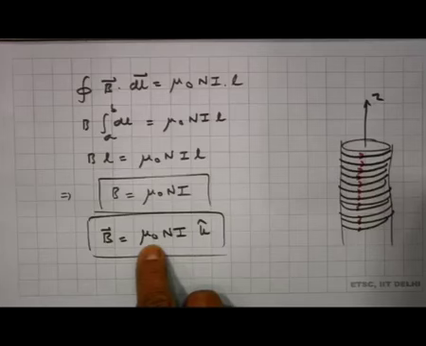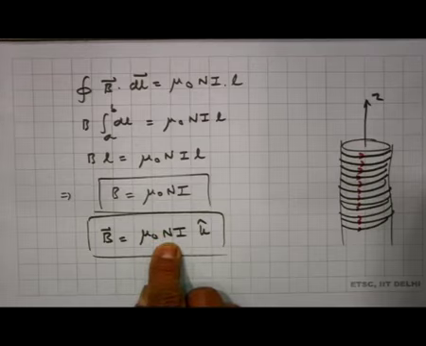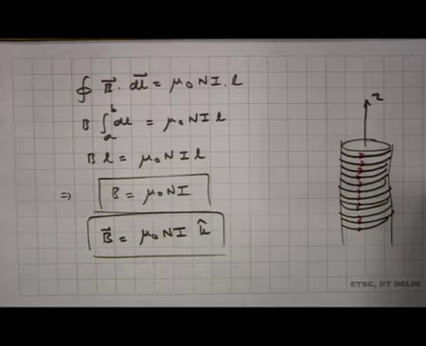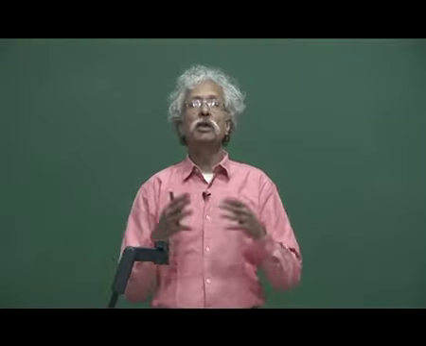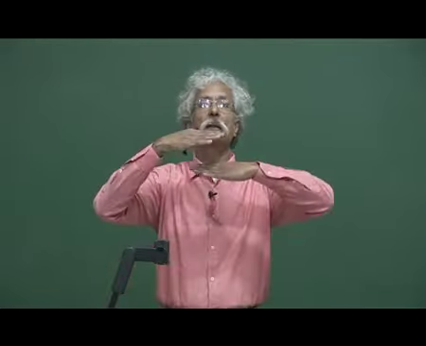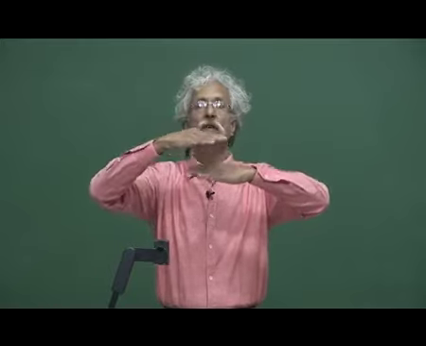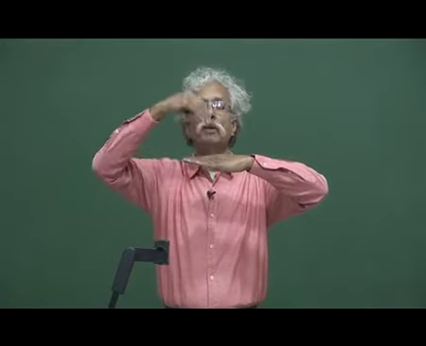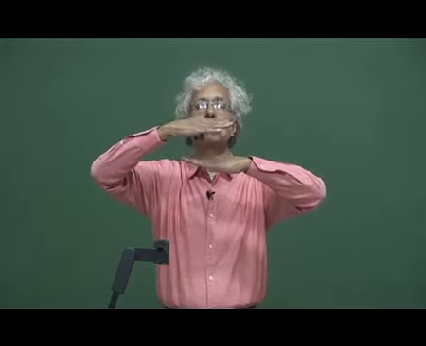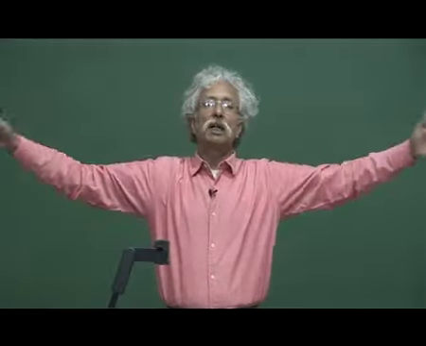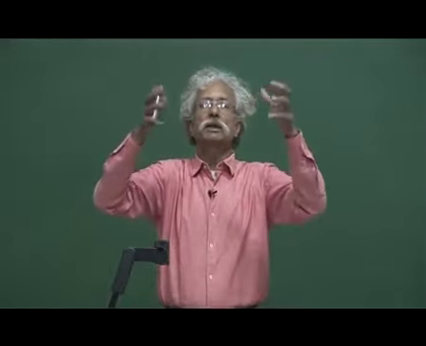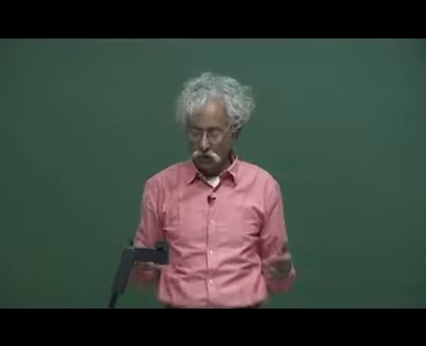It depends on the permeability of free space, the number of turns per unit length, and the current passing through the wires. The same current is passing through all wires, and so it creates a uniform magnetic field within the solenoid. This is equivalent to a parallel plate capacitor in electrostatics, where the electric field between the plates is uniform, and if you have a large area capacitor, then towards the center the electric field is uniform.